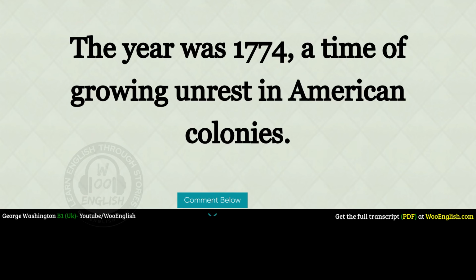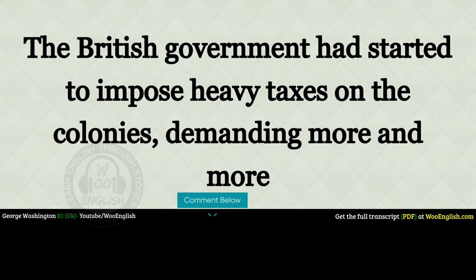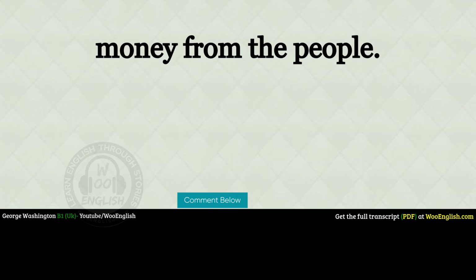Chapter 3. The Call to Lead. The year was 1774, a time of growing unrest in the American colonies. For years, the colonists had lived under British rule, but now something was changing. The British government had started to impose heavy taxes on the colonies, demanding more and more money from the people.